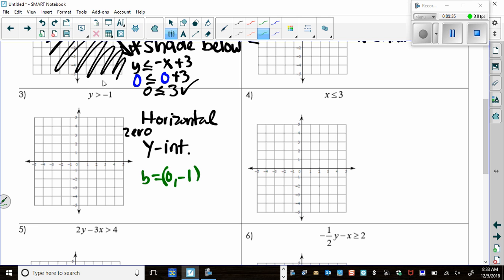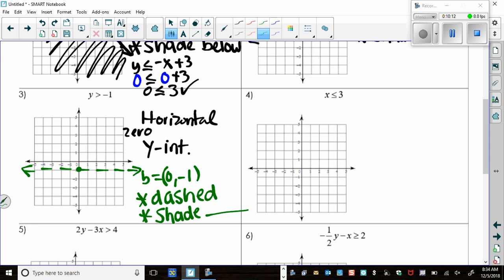In this case, we have a dashed line because we do not have that equal to sign. And now we have to figure out where you are shading. So here we go. I'm going to start at (0, -1). Based on my notes here, I have a dashed line because I don't have that equal to portion in my inequality. And I have a horizontal line.